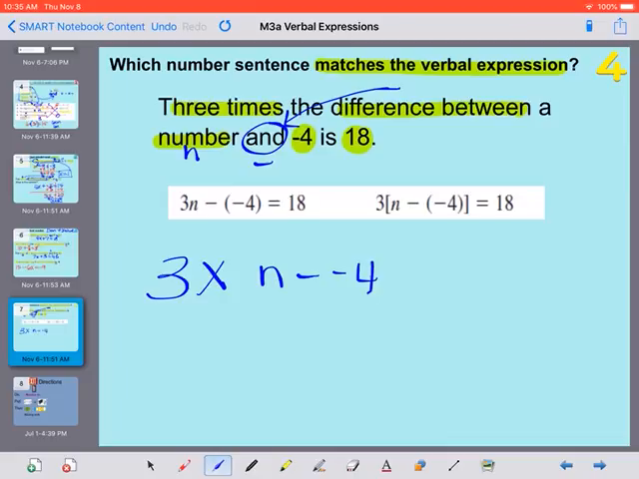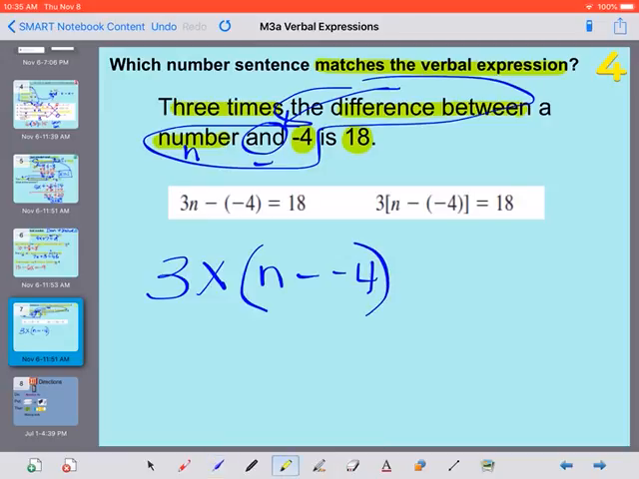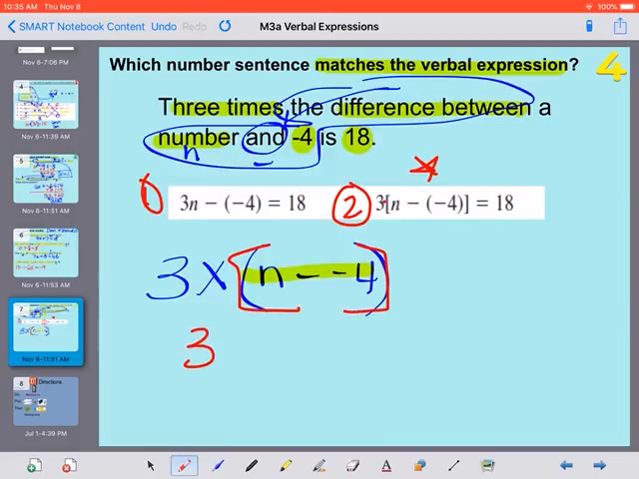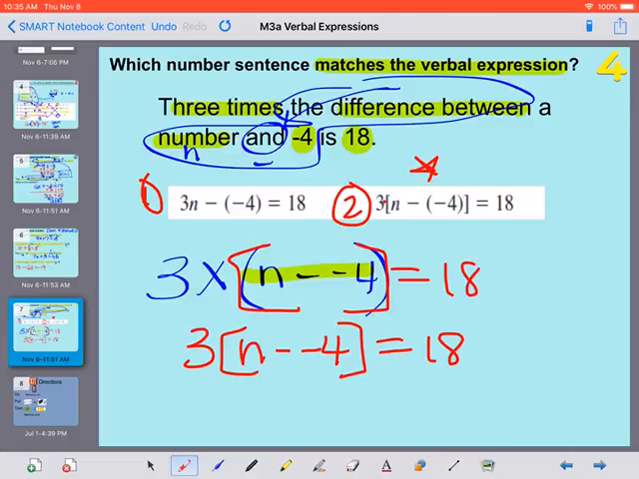Now, we want 3 times this whole thing. 3 times that difference. So once you find the difference between these two numbers here, you're going to multiply it by 3. So really what we have, if we look at our 2 answer choices, option 1 or option 2, we really have option 2 over here because we're taking 3 and we're multiplying it by this whole difference here, n minus a negative 4. So we really have 3 times n minus negative 4 is 18. So we know it's equal to 18.